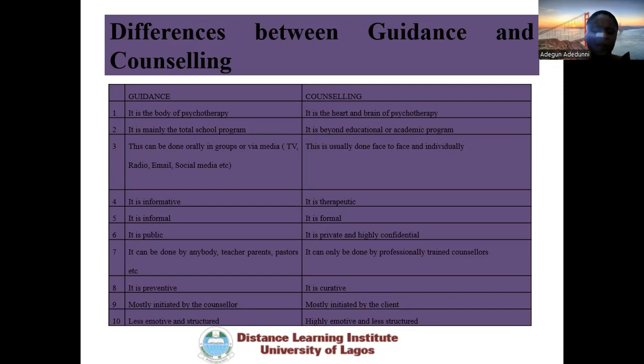Guidance is informal. It can be done anywhere, but counseling is a formal encounter. It is planned. It is organized. Guidance could be public. Counseling is usually private and highly confidential. If you remember, I said that counseling is face to face, and this is because it is highly confidential.